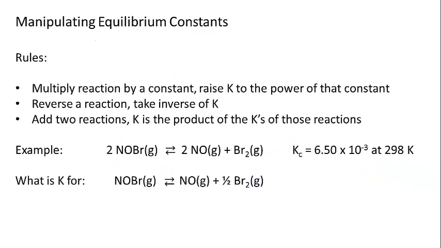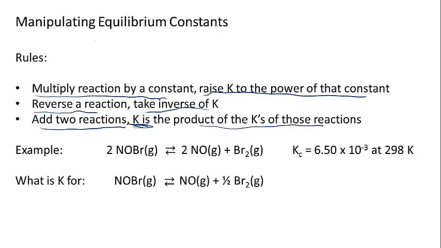Finally, for this section, we're going to look at manipulating equilibrium constant expressions. And that means looking at what the equilibrium constant expression would be if you changed how the reaction was written. The three rules are: if you multiply a reaction by a constant, you raise the equilibrium constant to the power of that constant. If you reverse a reaction, you take the inverse of the equilibrium constant. And if you add two reactions together, the resultant equilibrium constant is the product, meaning you multiply the K's for those reactions.